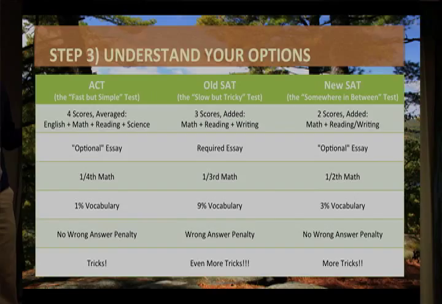Here's a big one. The ACT has always and will continue to have 1/4 of your score be based on math. The current format of the SAT, 1/3 of your score is based on math. The new format of the SAT, and this is a change I don't really think is a great idea, but it really favors math kids. The new format of the SAT is going to be half math.